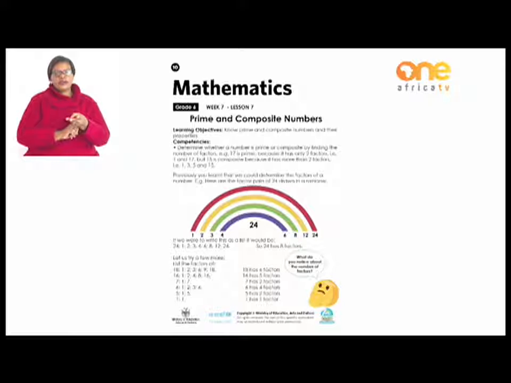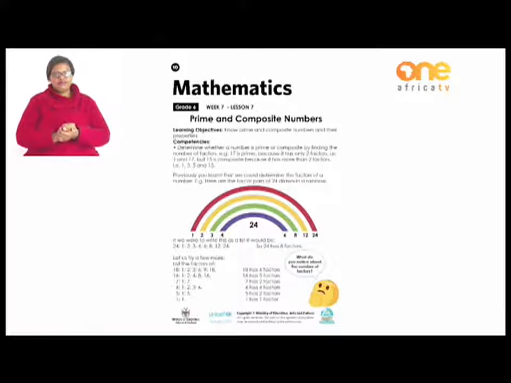Then we have 7, and 7 only has 1 and itself, in other words 1 and 7, so it only has 2 factors. Then we have 6, which has factors of 1, 2, 3, and 6, a total of 4 factors. Then we have 5, which, just like 7, only has 1 and 5 as factors, so only 2 factors. Lastly, we have 1, which is probably the most unique number, and it only has 1 factor.